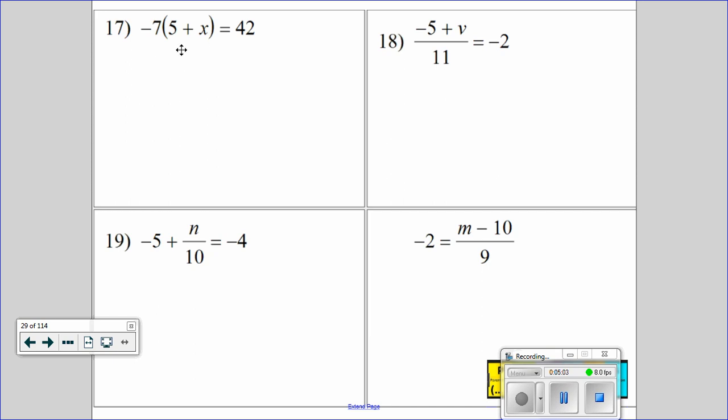Since it's multiplication, I'm going to do the opposite operation, which is divide by negative 7. When I divide by negative 7, that cancels out, and I have to divide by negative 7 on the right side too. That gives me 5 plus x is equal to negative 6.